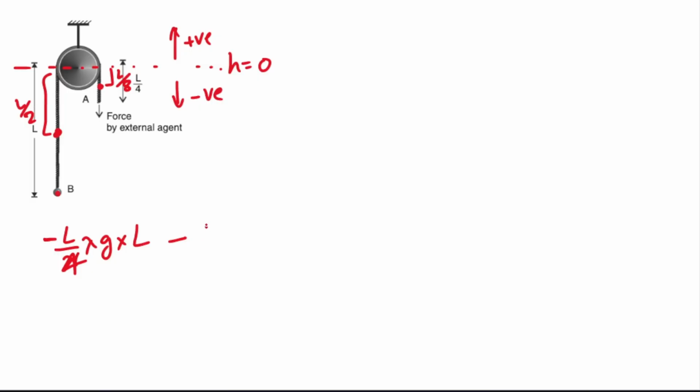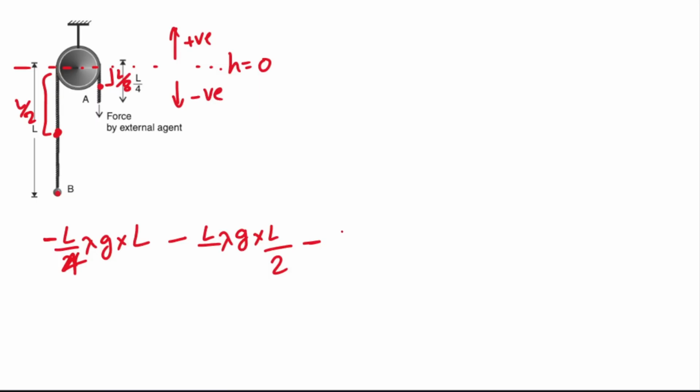So for the mass, write first L by 2 lambda into G into H, that is, sorry, how much will the mass be? It will be L, right? L length is this side. L by 2 is the position of center of mass. So L lambda G into L by 2.